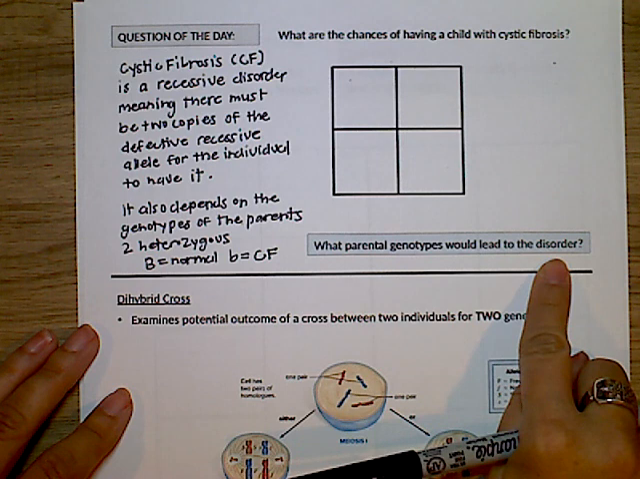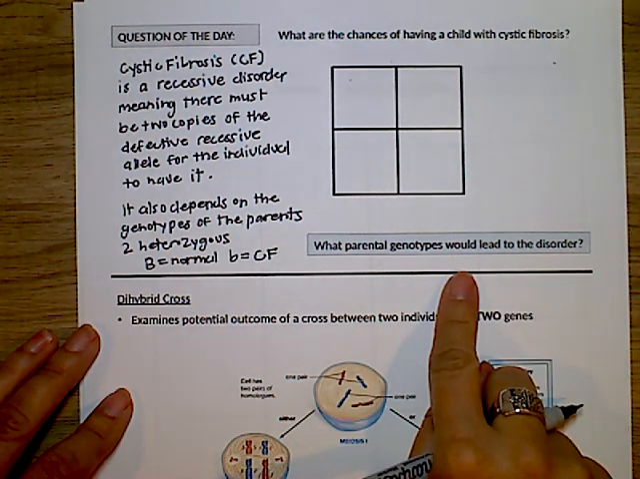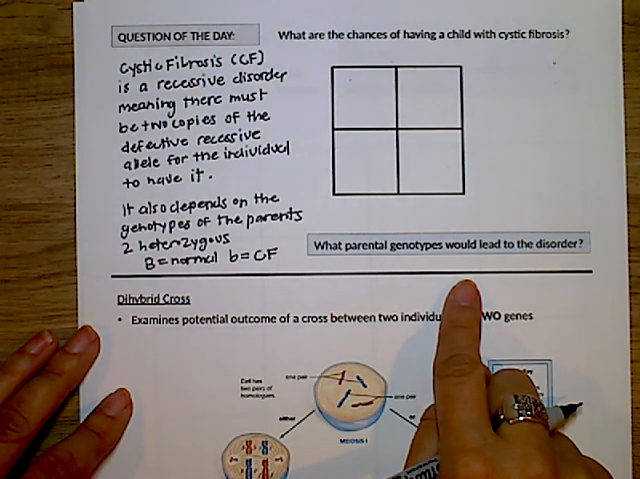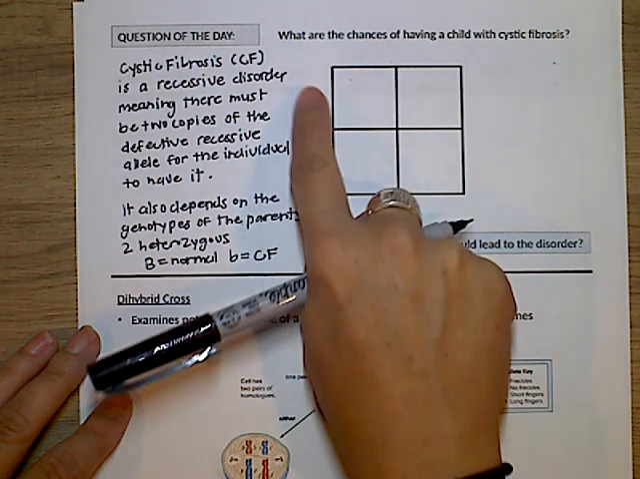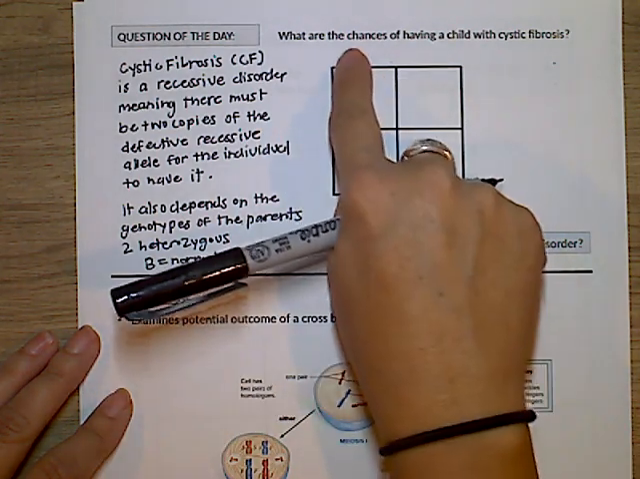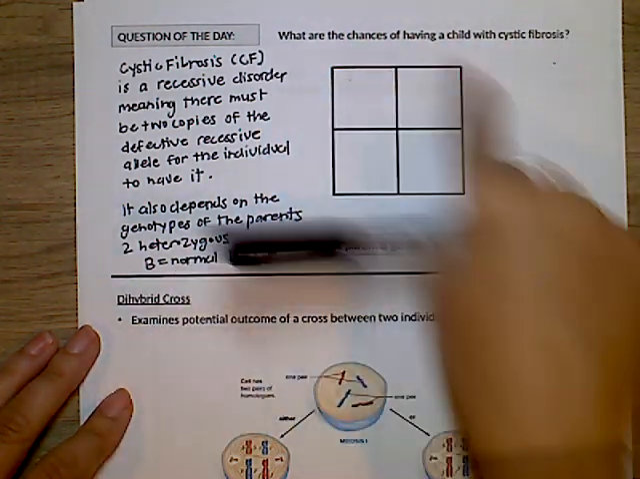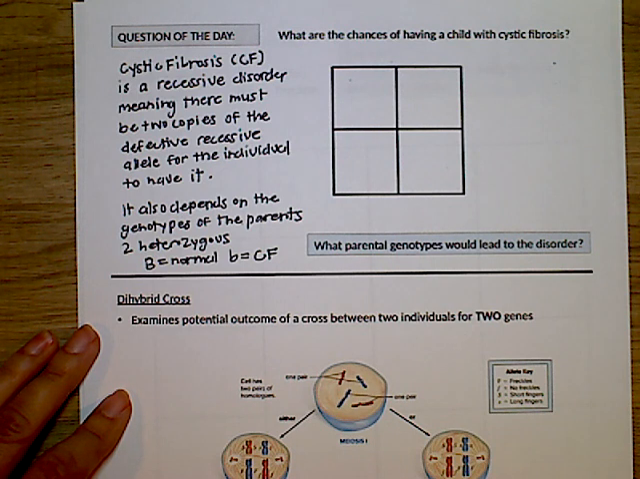So what parental genotypes would lead to the disorder? Well, if you have two parents with cystic fibrosis, they're both going to be little b. And so if we have little b here, little b here, little b here, and little b here, 100% of their offspring will have cystic fibrosis. So two individuals with cystic fibrosis, if they have kids, all of them will have cystic fibrosis.